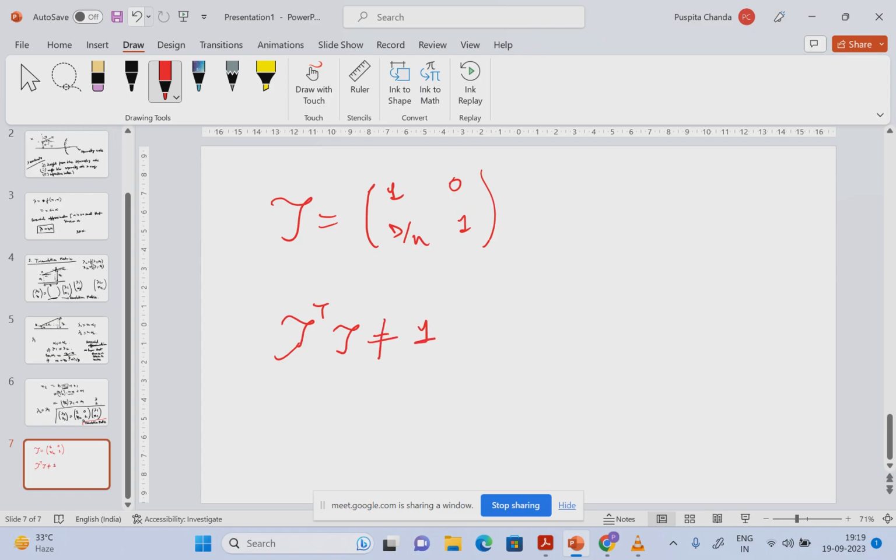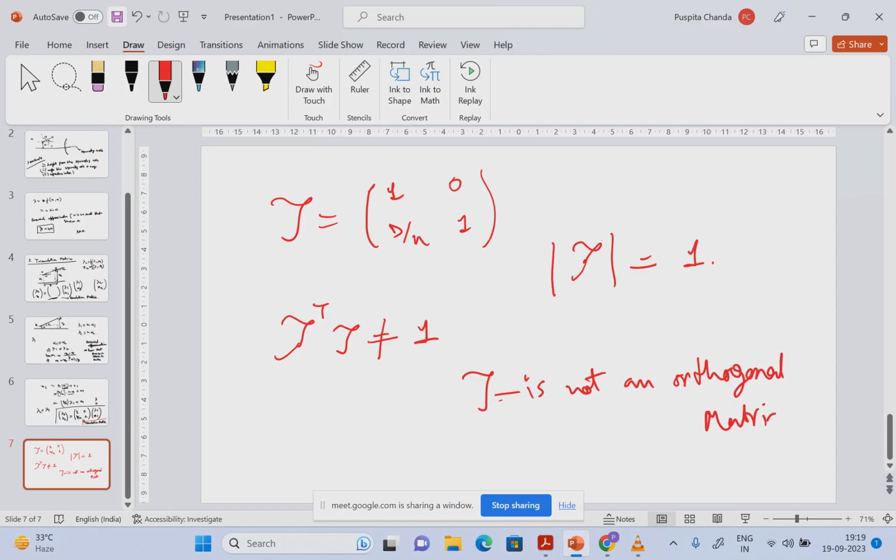Its determinant is equal to 1, but this is not an orthogonal matrix.